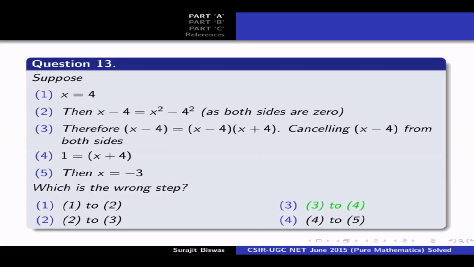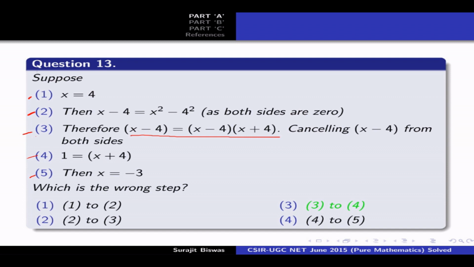Okay, next problem: we are given 5 steps and we have to find the wrong step. First is x equal to 4, second is x minus 4 equal to x square minus 4 square, and then the third step is that we can factorize: x minus 4 equal to x minus 4 times x plus 4. Cancelling x minus 4 from both sides gives us 1 equal to x plus 4, and this implies x equal to minus 3. We started with x equal to 4 and now we have got x equal to minus 3, so definitely there is some wrong step.